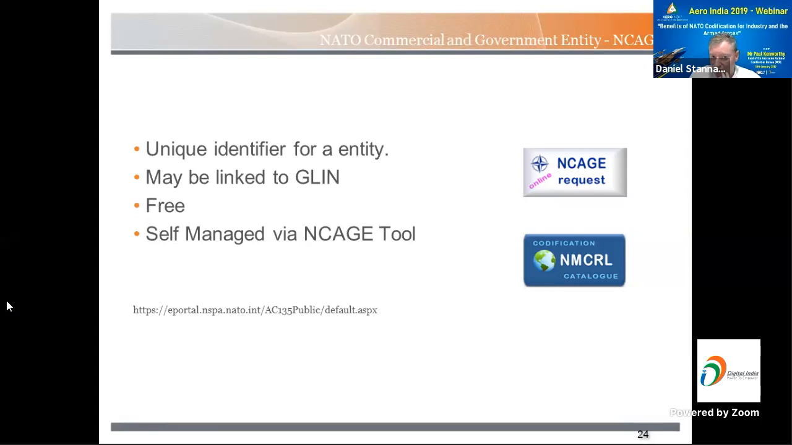It can be linked to a GLN, which is linked with GS1. They're free. They don't cost anything to get, and any company can have one. They are self-managed via the NCAGE tool, which is hosted by the NATO Support and Procurement Agency on the NATO website. And there is a link to the specific page in regards to the AC135, the Allied Committee responsible for codification, and the specific information about NCAGE is on this page.